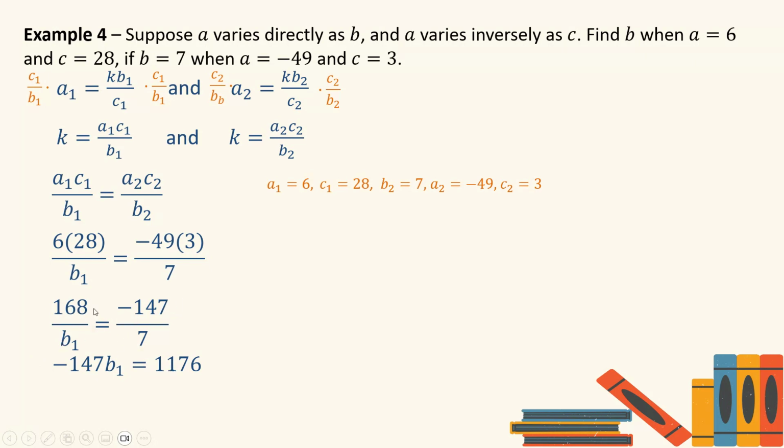So the cross products are equal in a proportion. And then to solve for b1, we would divide both sides by -147. So we get -8. So when a is 6 and c is 28, the value of b is -8.